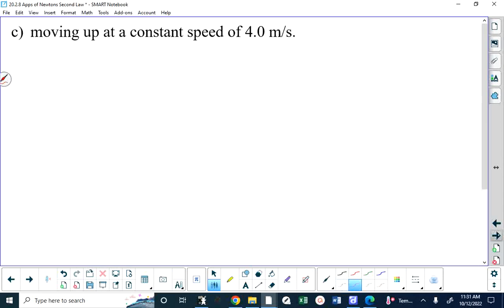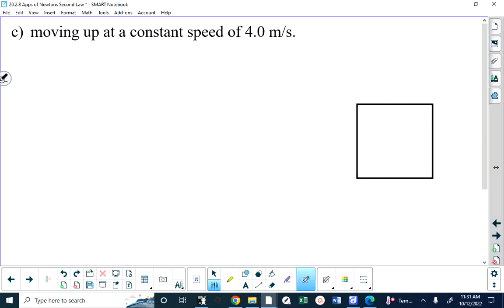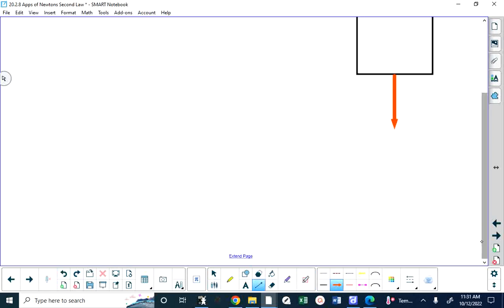Let's take a look at C. What do those forces look like if the elevator is accelerating up? If the elevator is accelerating up, there's a force of gravity, but it's accelerating up at a constant speed. What will the applied force upward be? Any ideas?